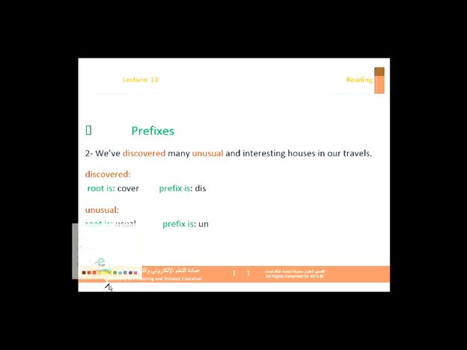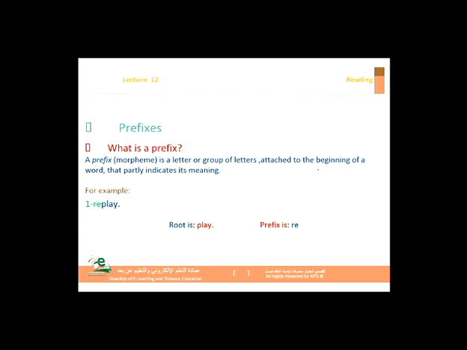To the beginning of a word, that partly indicates its meaning. So a prefix is a letter or a group of letters that is attached to the beginning of a word. So take any word, add a morpheme before it, and this is what we call a prefix. Of course, that prefix is used for a purpose. It adds meaning. It gives meaning.